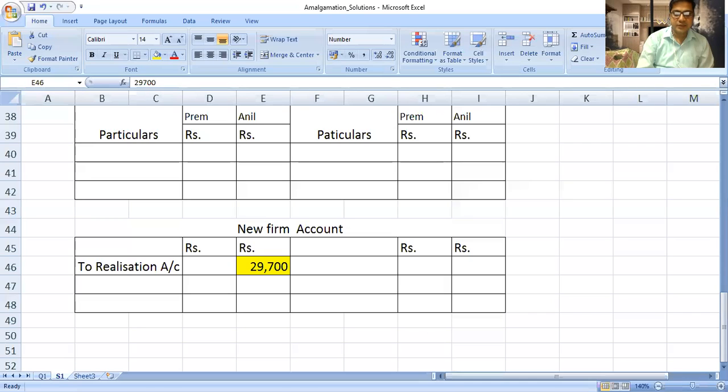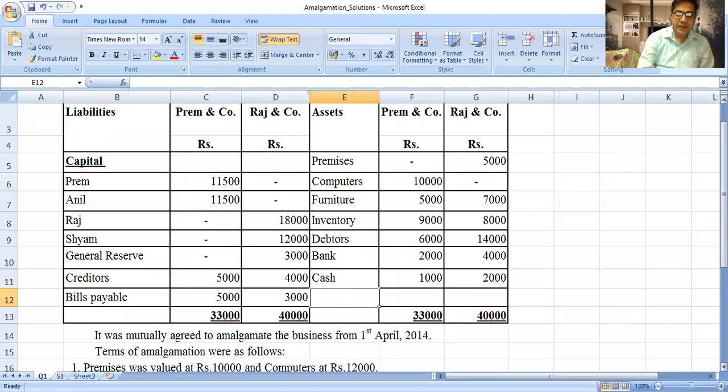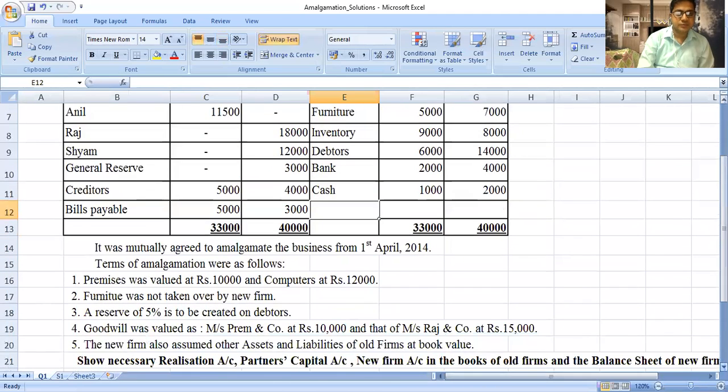Then friends, if you see the general entries, the next general entry after recording purchase consideration due is assets sold not taken over by the new firm. The entry will be cash account debit to realization account. Now, in our problem, they have not provided any kind of assets sold. This kind of information is not there. So we will not pass the entry of assets sold.